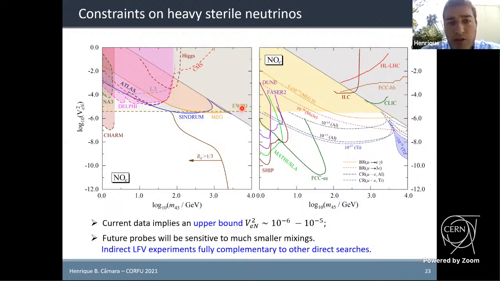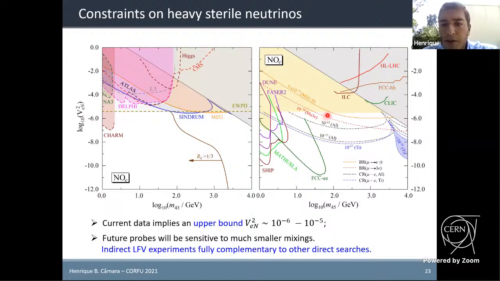And last but not least, we also consider the electroweak precision data constraints, which has to do with the non-unitarity of the lepton mixing matrix, whose diagonal elements are mainly constrained by gauge boson decays and universality tests in pion and tau decays. So now let's focus on this case, which is normal ordering electron. Looking at the left figure for now, the electroweak precision data imposes basically a bound on the mixing |V_N|^2 of about 10 to the minus 5, 10 to the minus 6.